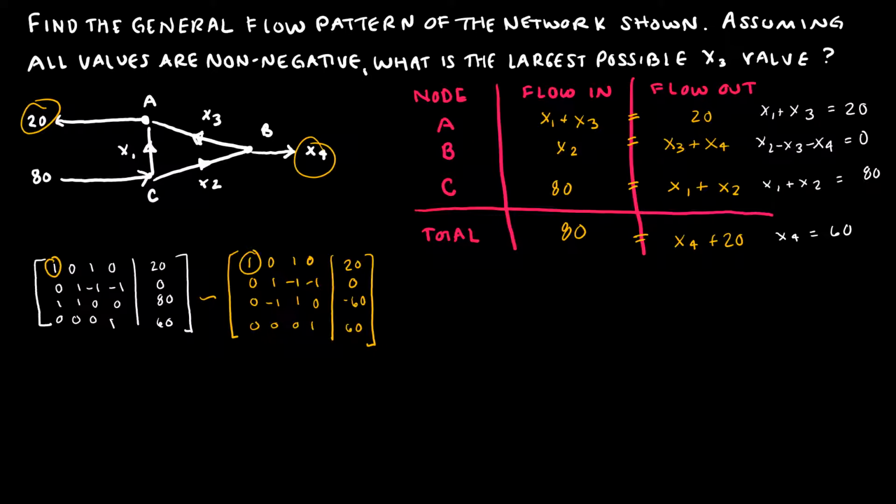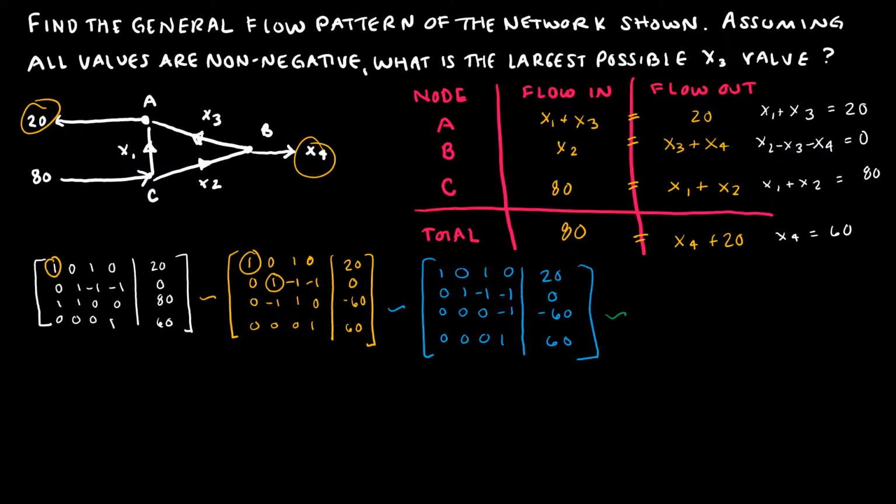Again, that one is a pivot. Now I want this one to be a pivot, so that means anything above or below that must be a 0. So that's what I'll do next. Row 1 is going to remain the same, and row 2 is going to remain the same. And for row 3, I'm just going to add rows 1 and 2 together to give me 0, 0, 0, negative 1, negative 60, and row 4 will remain the same.